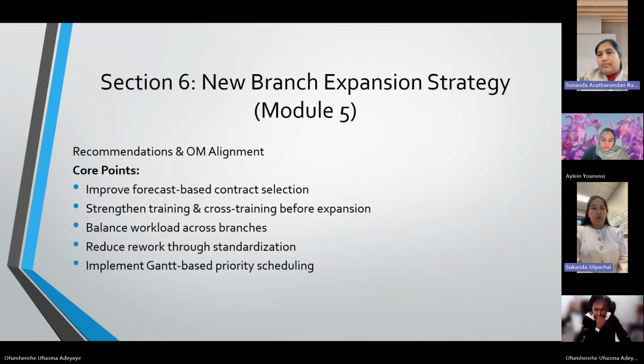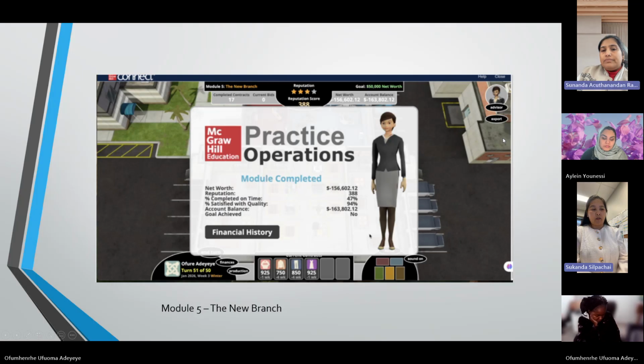For my recommendation, to improve performance in future models, we recommend the following. First, use more accurate forecast-based contract selection, so we don't overload the system. Second, strengthen training and cross-training before expanding capacity. Third, balance workloads across branches and standardize workflows to reduce rework. Five, use Gantt chart priority schedule to ensure urgent contracts are completed on time. These changes align with key operations principles such as capacity planning, bottleneck reduction, and lean process flow.